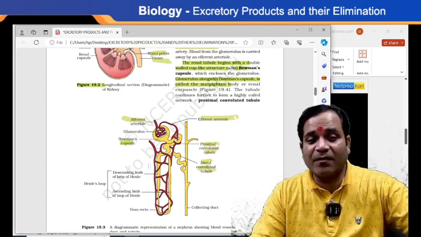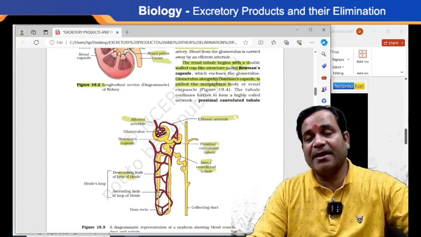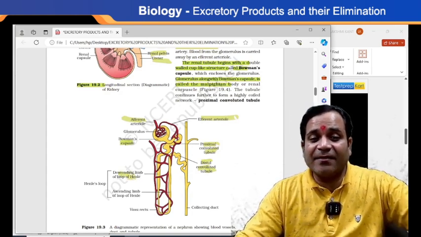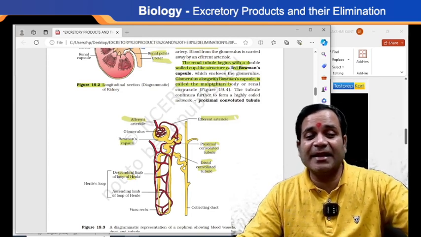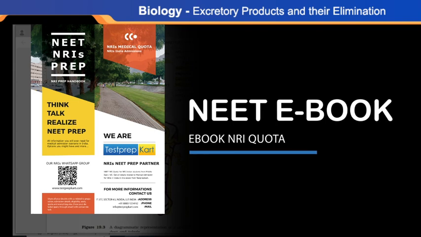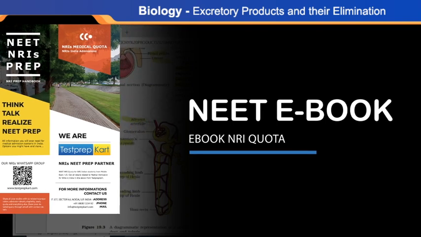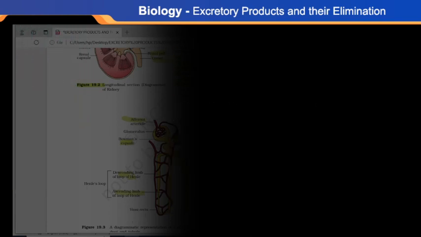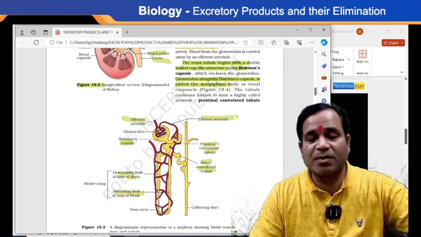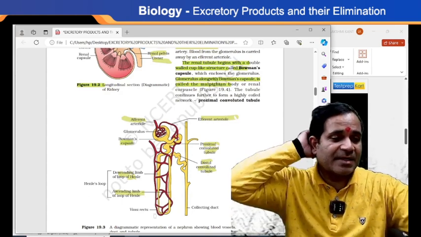The descending limb of the loop of Henle. You know that the name of the scientist is what? Henle, and that is why it is called the loop of Henle. So this one is Henle's loop, one is the descending limb and one is the ascending limb of the loop of Henle. See, this one is the loop of Henle, which is a U-shaped structure.